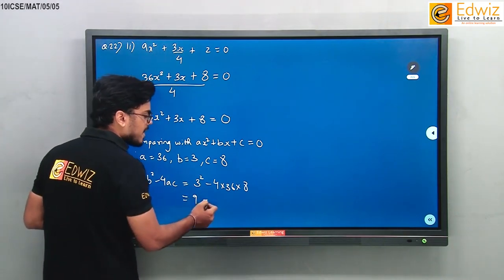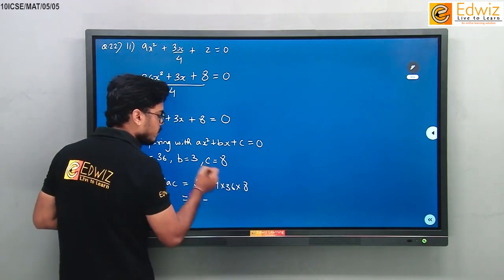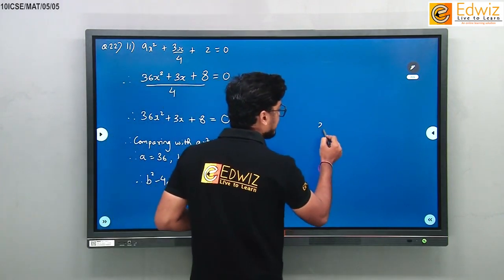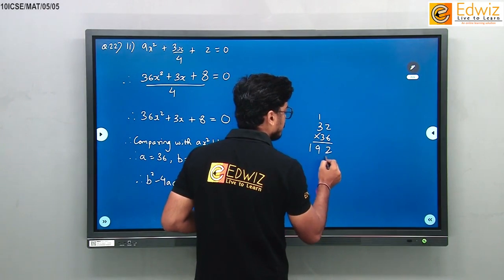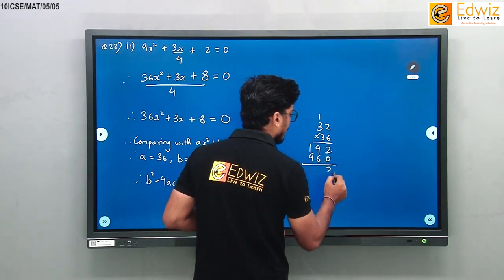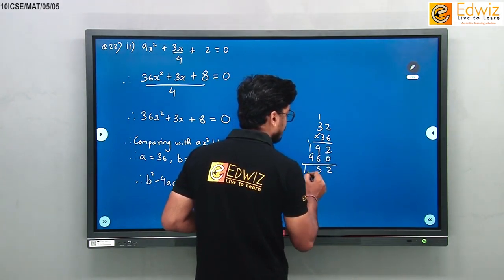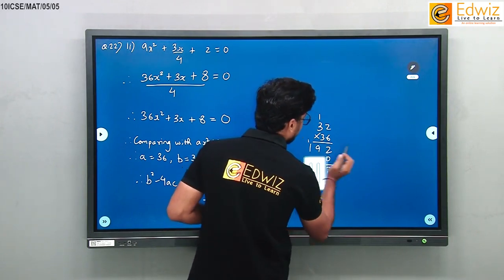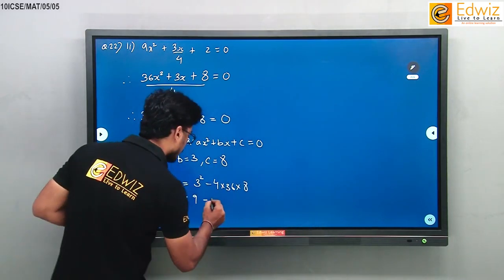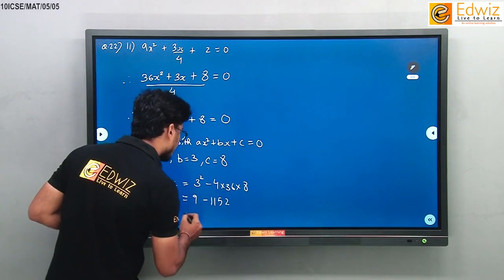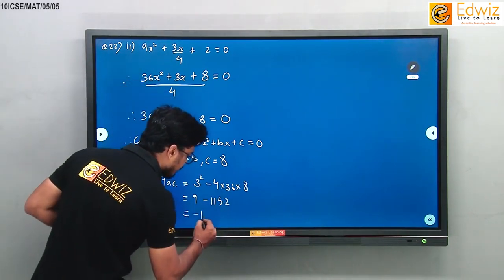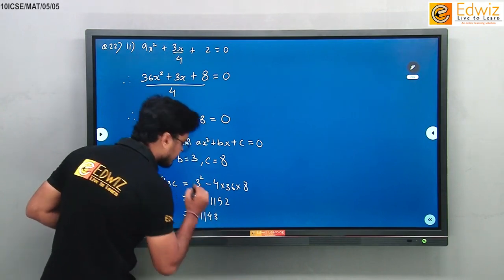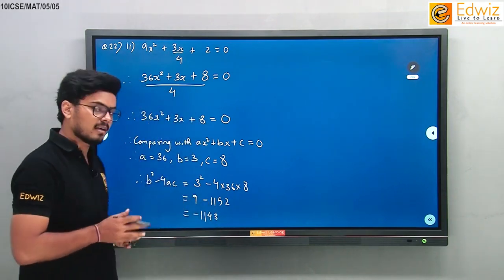So 9 minus 4 8s are 32, 32 into 36, let us calculate. Okay, 1152. So the value of b square minus 4ac is minus 1143, which is a negative value.